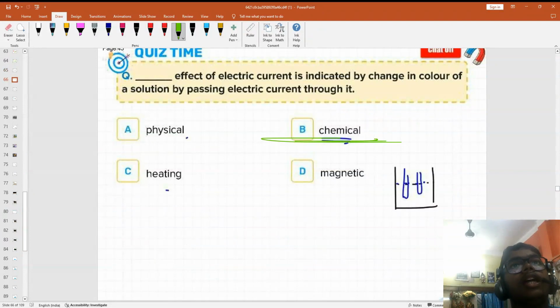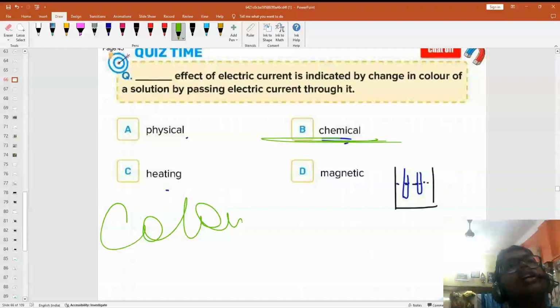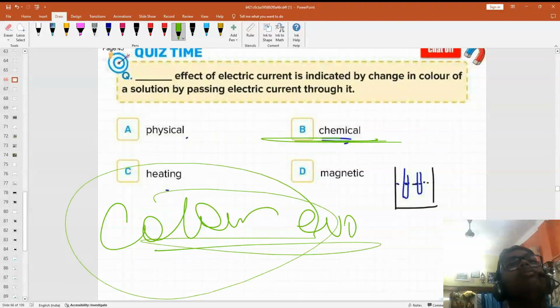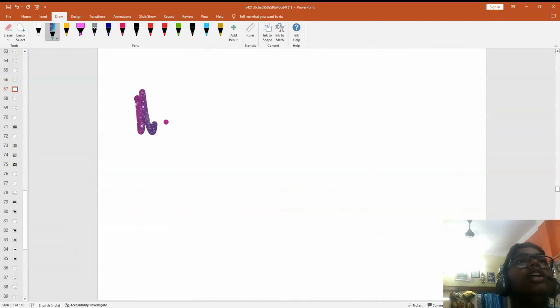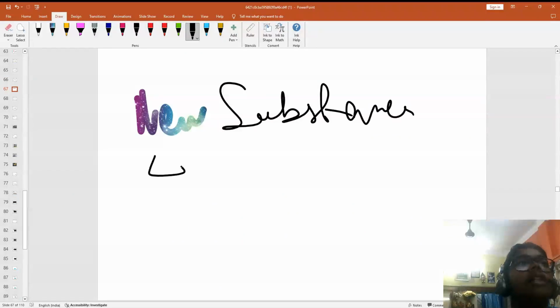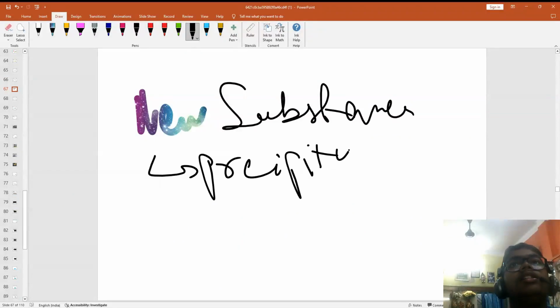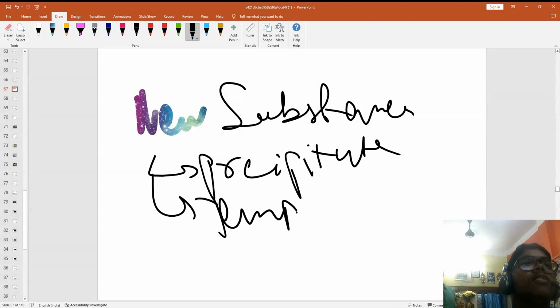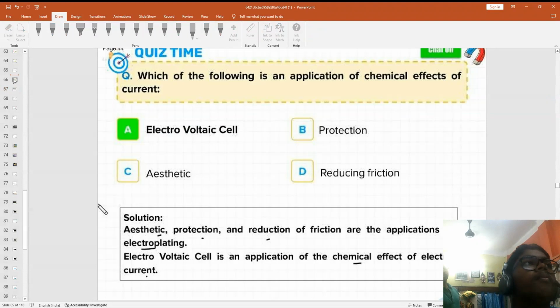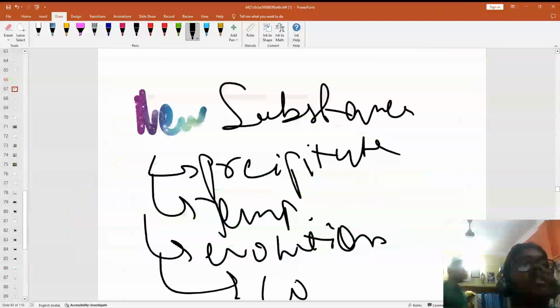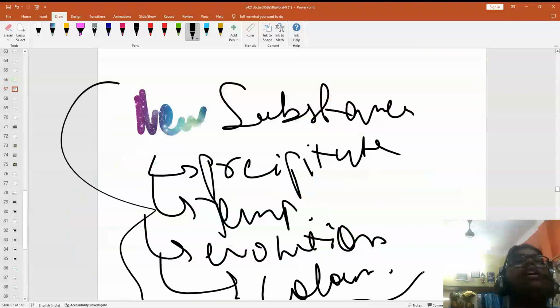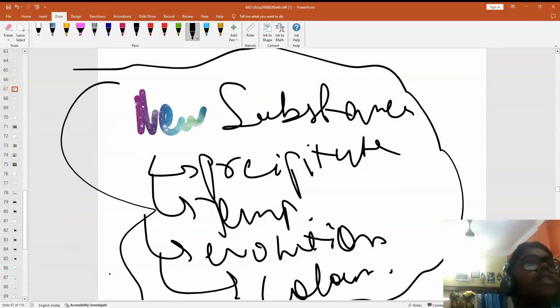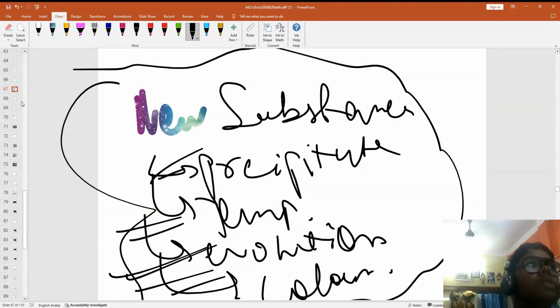Chemical effect is indicated in change of color. Change of color can happen, or some evolution can happen, that you have learned, right. In a chemical change, what happens? A new substance is formed. We can understand by any precipitate, temperature change, and any evolution, or color change, that you can understand, right, when there is a chemical change. Some or the other condition will be satisfied here.